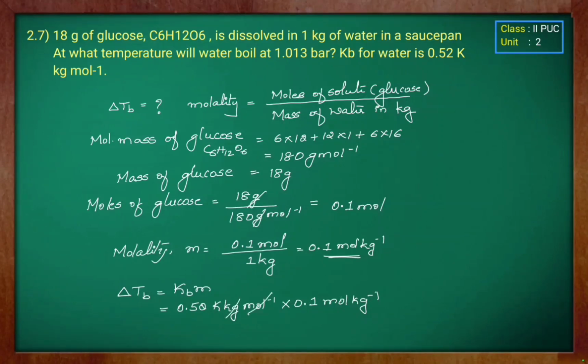So let us simplify the units. Moles and kgs terms get cancelled. We are left with Kelvin. So we have to multiply 0.52 with 0.1 to get the change in the temperature after adding glucose. It is 0.52 into 0.1, which is 0.052 Kelvin. So this is the change in the temperature that is observed after adding glucose.